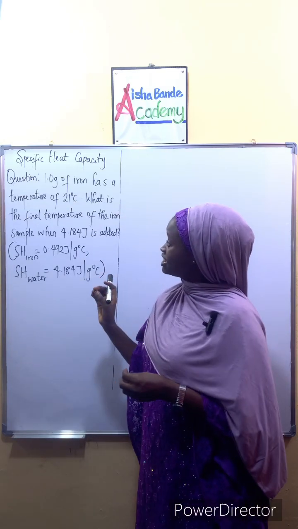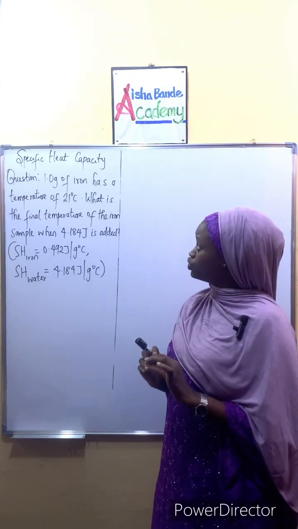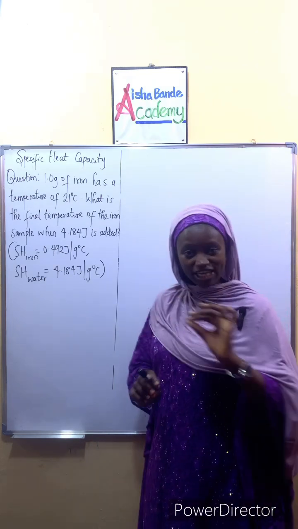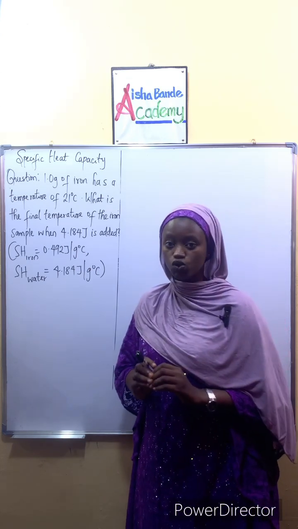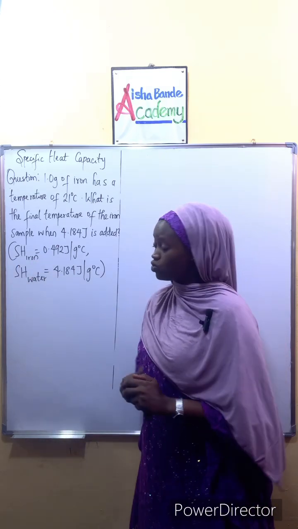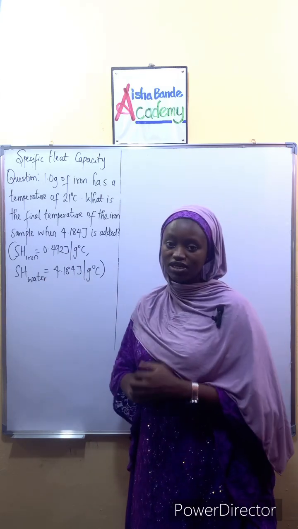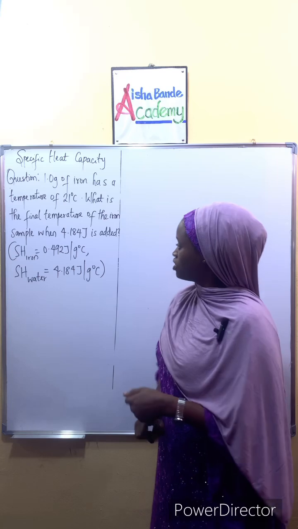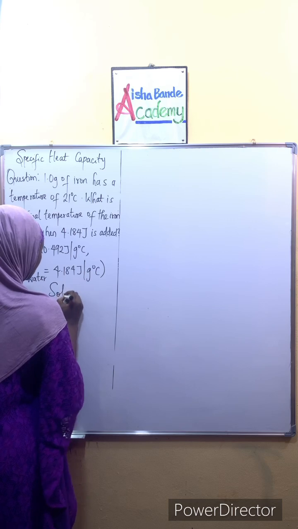So the question we have says 1.0 gram of iron has a temperature of 21 degrees Celsius. It says what is the final temperature of the iron sample when 4.184 joules is added. So we are given the specific heat of iron to be 0.492 joule per gram per degree Celsius and the specific heat capacity of water to be 4.184 joule per gram per degree Celsius. So first step is for us to bring out the parameters to aid us in solving the question.